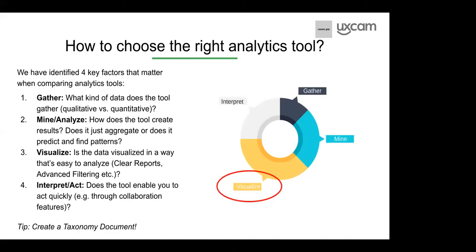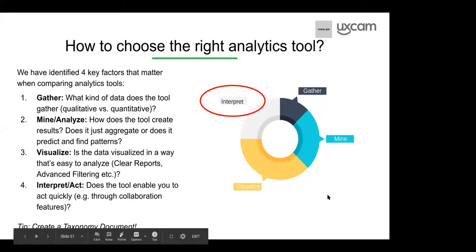The third thing is visualization. As human beings, we think in a visual way. It's easier for us to understand information if it's visually clear. So it's important that the tool you choose has clear reports, and also that the filtering is advanced so that it's easy to analyze. And lastly, and I think this is one of the most important, does the tool enable you to act quickly? For example, can you share some data quickly with your colleagues so that you can act upon it? Or is it stuck in a sheet?